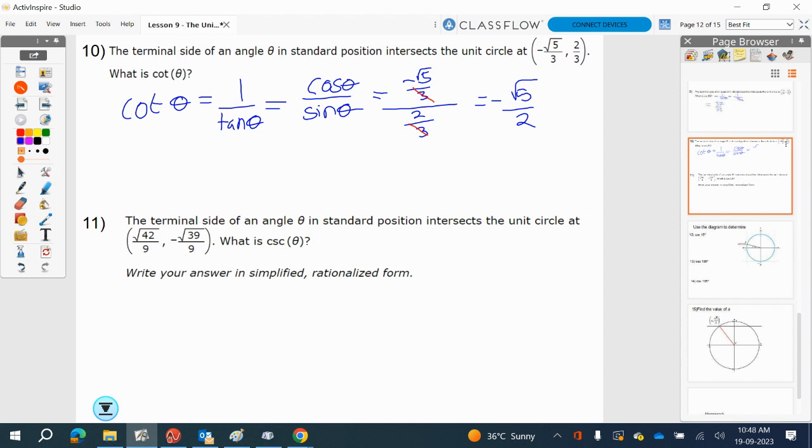The terminal side of the angle has these positions. What is the cosecant of theta? So we want the cosecant of theta, which is 1 over the, which one? Sine of theta. So which one of these is the sine? Y. The y. So the answer is minus 9 over root 39. Now, we can't enter it like that. We need rationalized form. So that is going to give us minus 9 root 39 over 39.